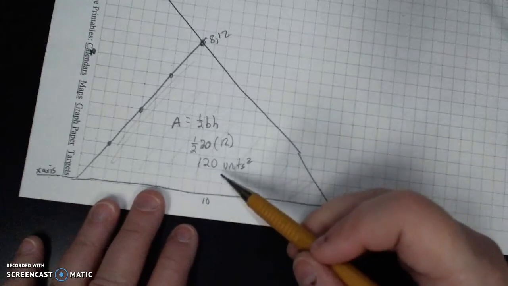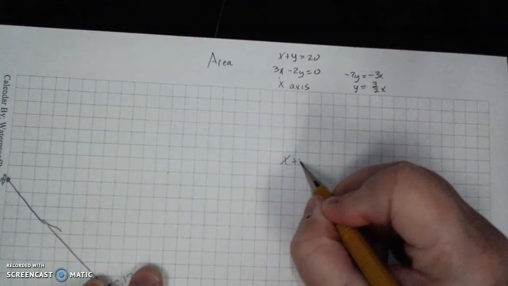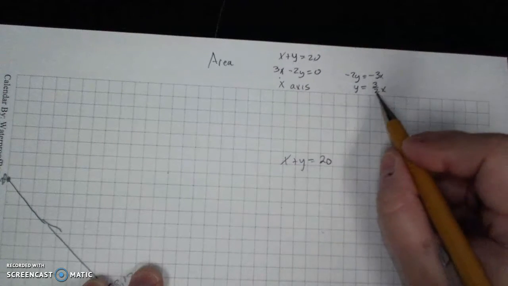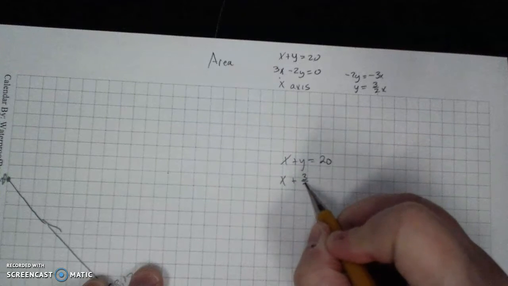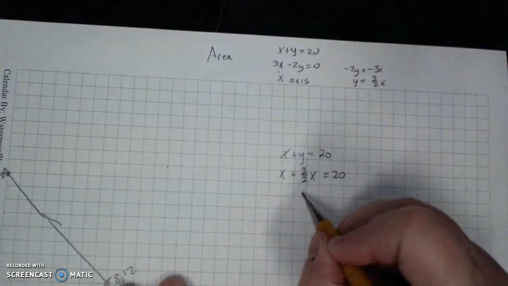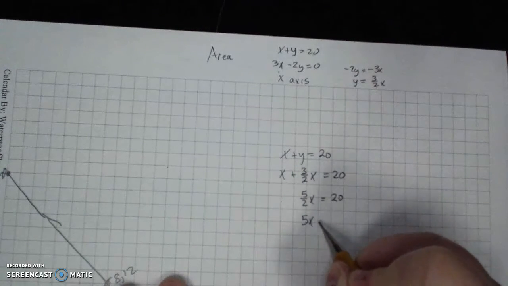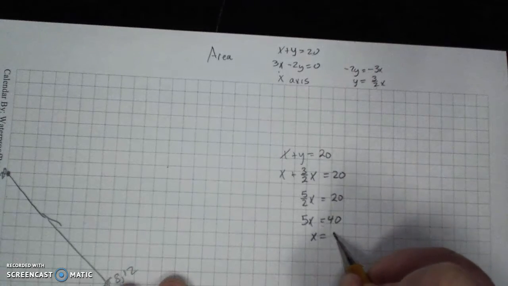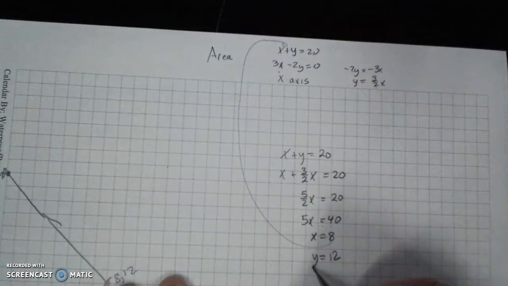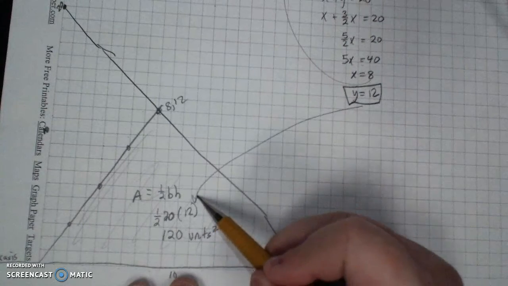If you did not graph it, you would have to do systems, and so you have x plus y equals 20. Y is 3/2 x, so x plus 3 over 2x equals 20 by substitution. 5 over 2x equals 20. 5x equals 40. X equals 8. Plug it back into here. Y equals 12, and that gives me the height, which is still the height that I did here.